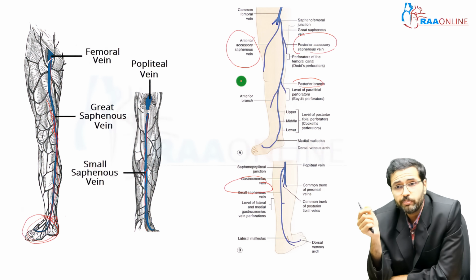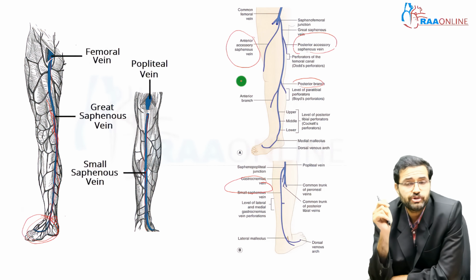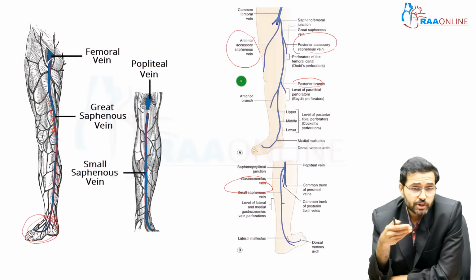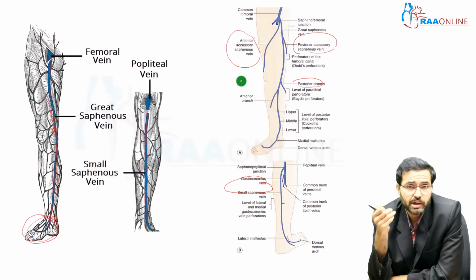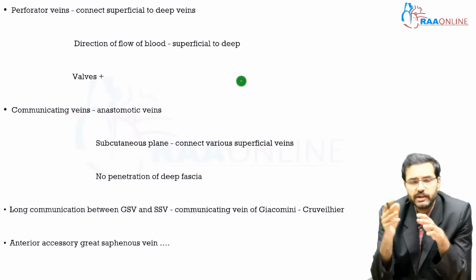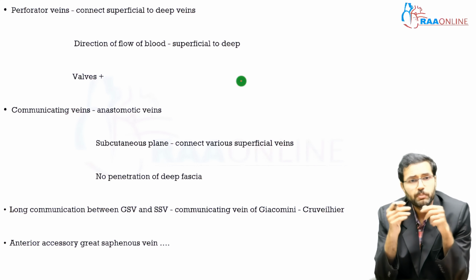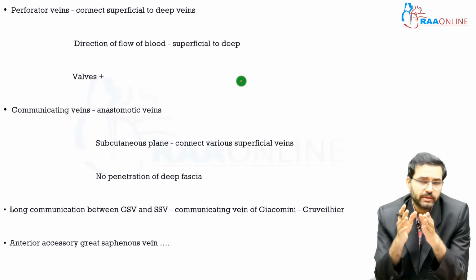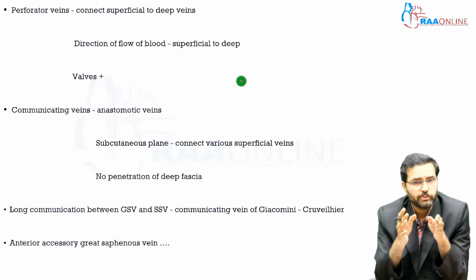So the two most important communicating veins are the anterior accessory saphenous vein, which drains into the great saphenous vein, and the posterior accessory saphenous vein. With regard to the short saphenous vein, the most important communicating vein is the gastrocnemius vein. Now, like I said earlier, other than the superficial veins, you have perforator veins. So what are these perforator veins? The perforator veins connect the superficial to the deep veins.